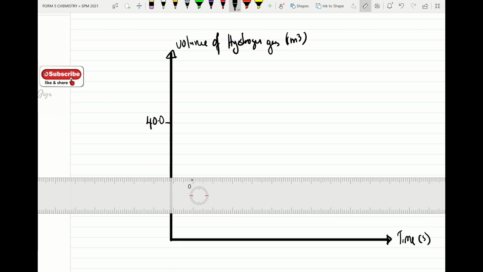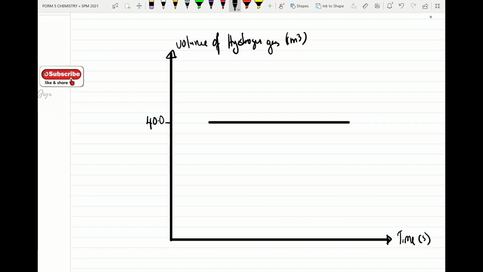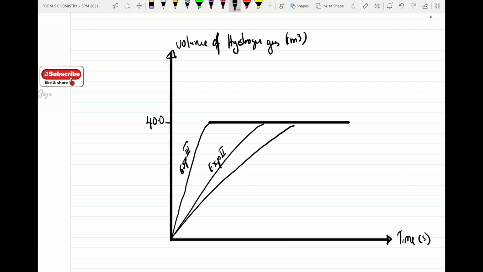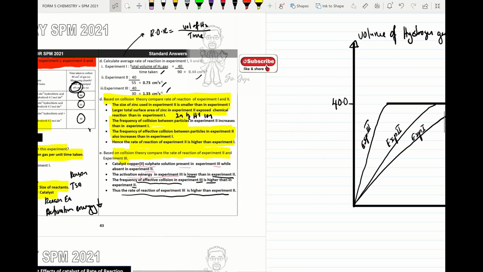All right, so we try to draw for experiment 3. The volume collected is all the same. So this is experiment 3, the rate of reaction is higher. The next one will be experiment 2, and the lowest will be experiment 1. So I put here. All right, so this is the graph that we should sketch for this one. Please try to practice.